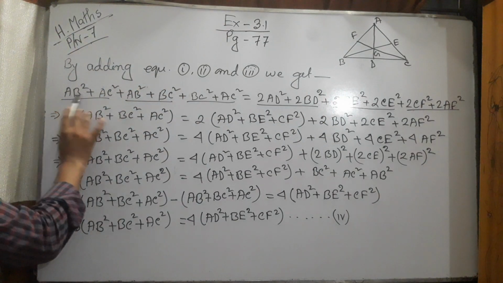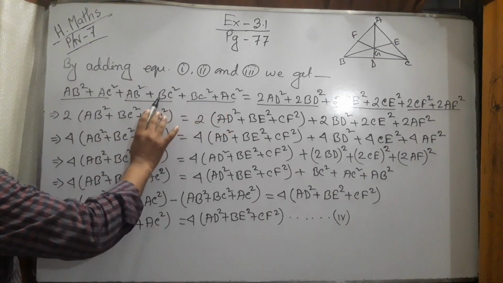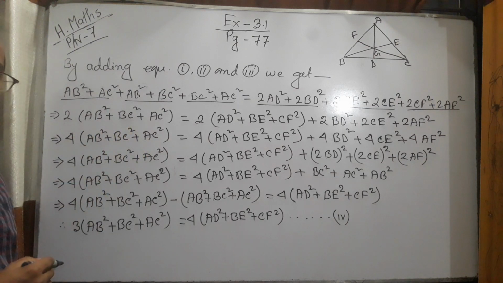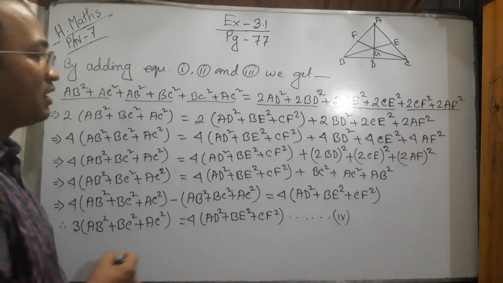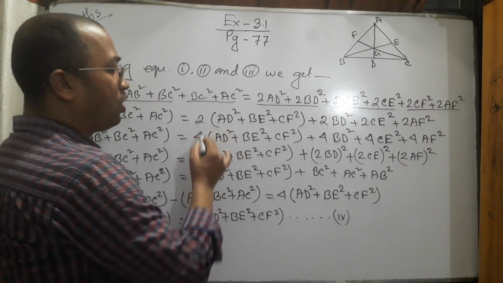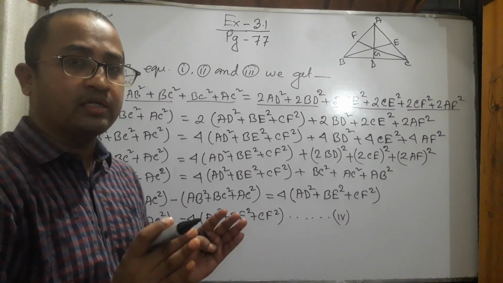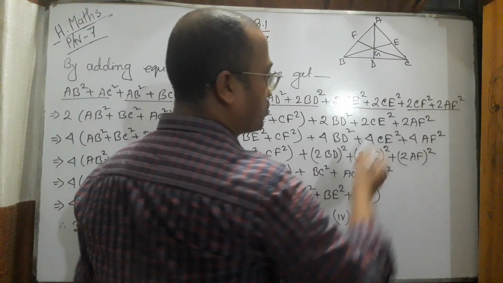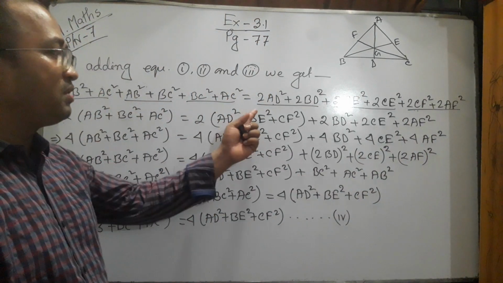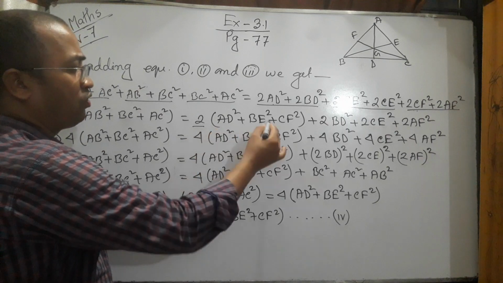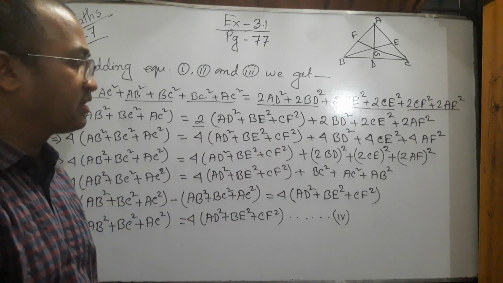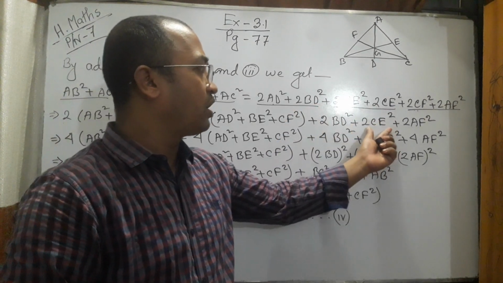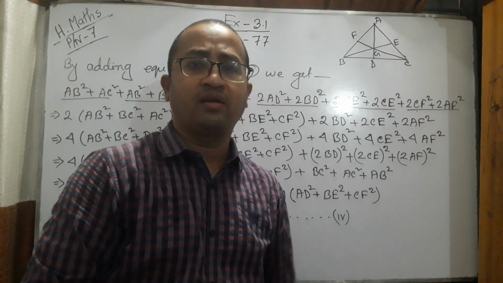Now look, there is 2AB square, 2AC square and 2BC square. So can we write 2 into AB square plus BC square plus AC square? Yes, we can write like this. Similarly, here we will take 2 common from the medians, and the 3 medians we get together, that is AD square, BE square and CF square. From these 3 medians we take 2 common and write all 3 medians together. And the remaining 3 parts, that is 2BD square, 2CE square and 2AF square, we write unchanged.